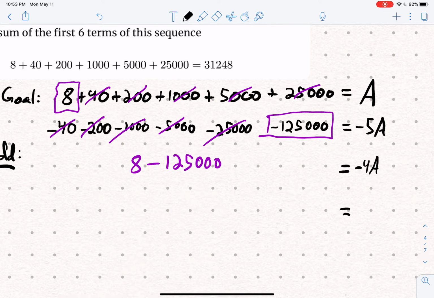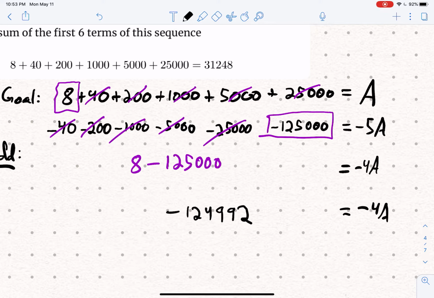It's going to be a negative number, and it's going to be negative 124,992. You can check that because if you add 8 to this number, it will get you back up to negative 125,000. Or if you subtract 8, I guess, since it's negative. Okay, that negative 124,992 is equal to negative 4a.